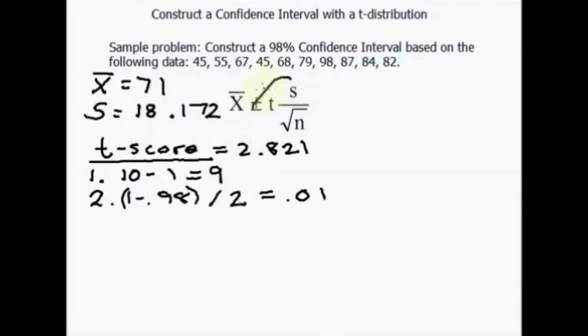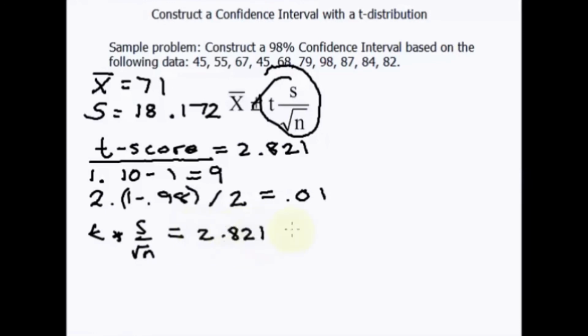I'm actually going to work this part of the formula here, this t times s divided by the square root of n. So I've got t times s over the square root of n. That gives me 2.821, that's my t-score, multiplied by s, 18.172, divided by the square root of 10. And I'm going to figure this out on a calculator. That comes out to 16.22075. Now the confidence interval tells us to take the mean plus or minus this figure.